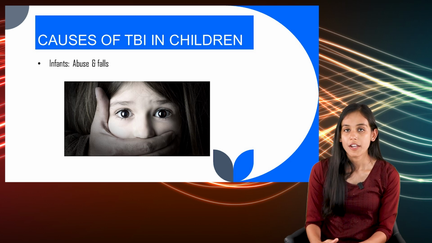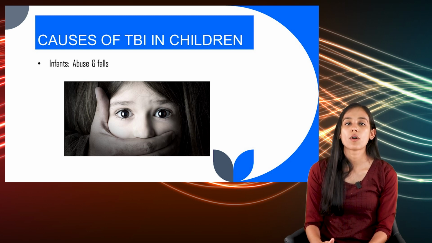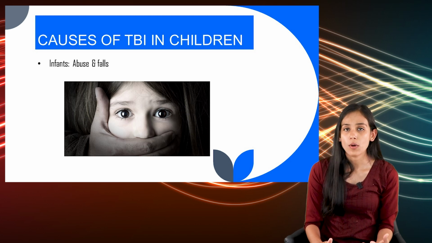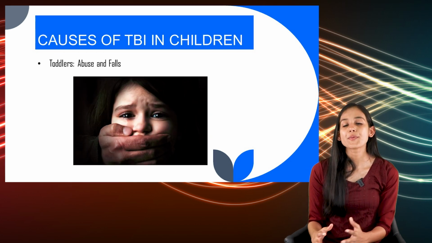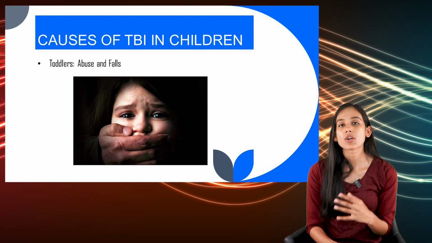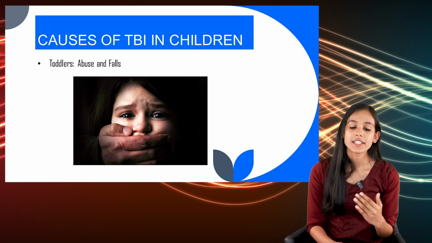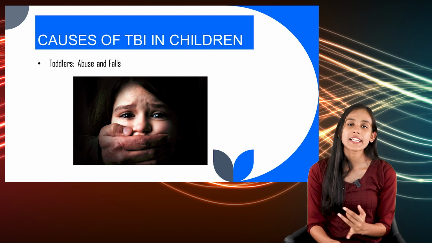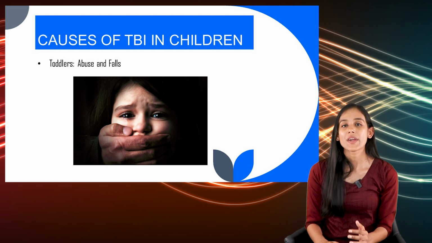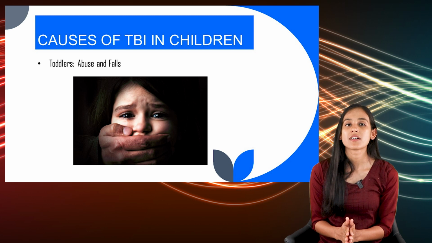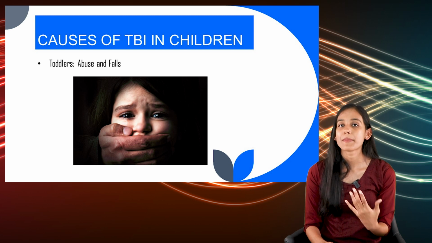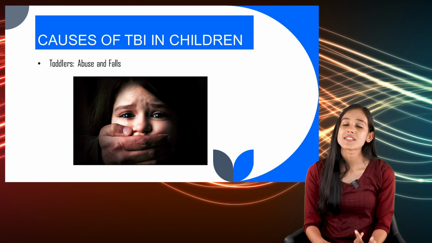Next thing is abuse. If there are abusive parents, abusive family members, or caretakers, in that case also there might be head injury. Next, we would see the causes of head injury in toddlers. Here in toddlers also, it is abuse and falls. In this age, toddlers take their first step, so again there is a possibility that heavy objects or heavy furniture might fall on them and there might be head injury. And again, there is abuse.